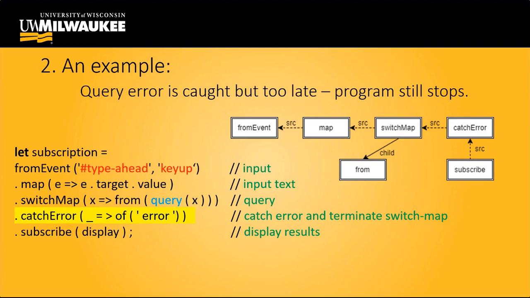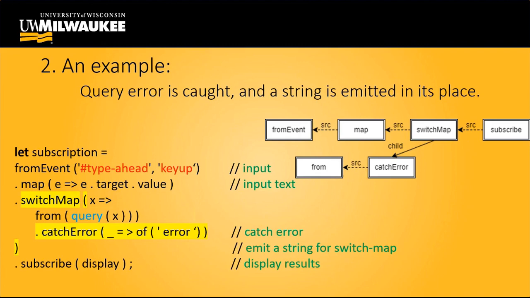This relationship is more obvious from the diagram, where the catchError operator guards the switchMap instead of the from observable. CatchError always terminates its source observable if an error is received. In this case, it terminates the switchMap, which is the whole program. Fixing this is quite easy. We just need to move the catchError operator inside the switchMap to guard the from observable directly.